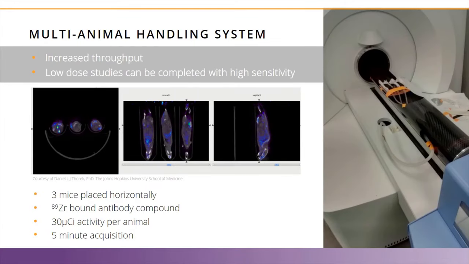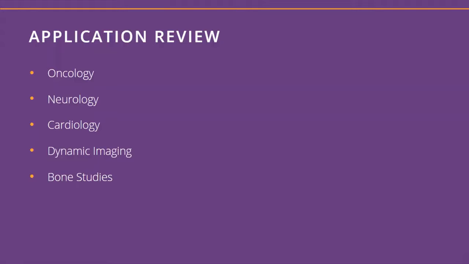Here's another example of the multi-animal bed. Here, 3 mice were positioned right next to each other for imaging. Each mouse was injected with a low dose of antibody bound to zirconium-89, yet another radioisotope which can be used in PET imaging. These PET images took 5 minutes to acquire. With the high sensitivity of the SuperArgus system, this means that low doses or small volumes of tracers can be given to the animals, preserving the tracer if it is difficult or expensive to manufacture.